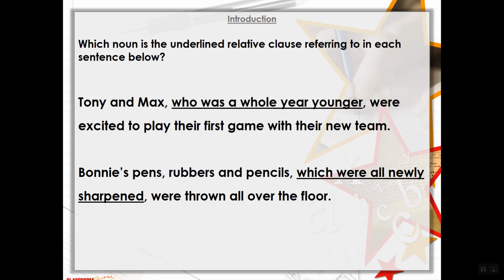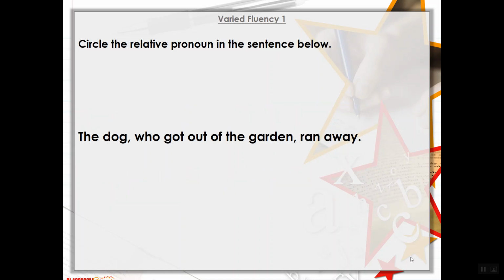Let's look at the next one. Bonnie's pens, rubbers, and pencils, which were all newly sharpened, were thrown all over the floor. The relative clause is which were all newly sharpened, and yes, it was the pencils. So Max is a whole year younger, and the pencils were newly sharpened.